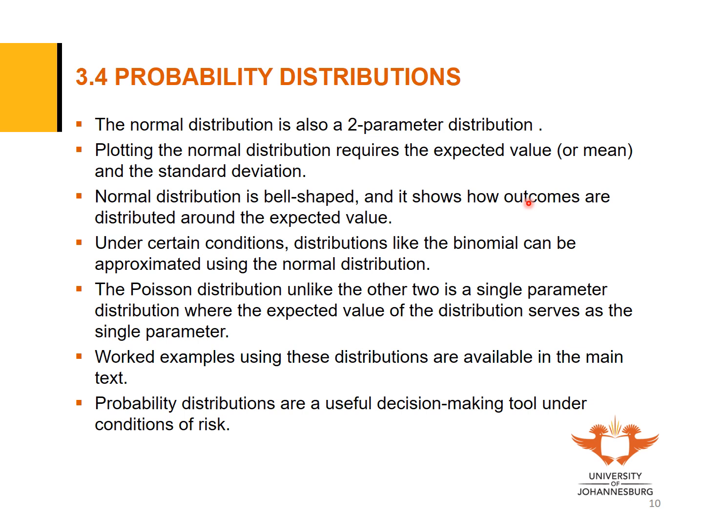Okay, then we have the Poisson distribution. So this, unlike the other two, is a single parameter distribution. We said the other two were two parameters, right? So this is a single parameter distribution where the expected value of the distribution serves as the single parameter.